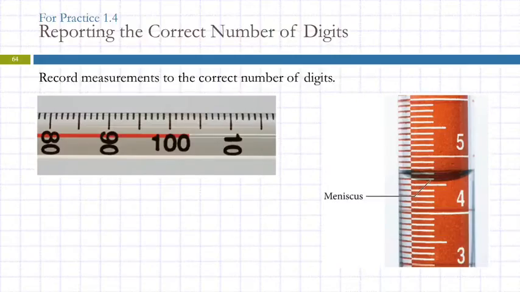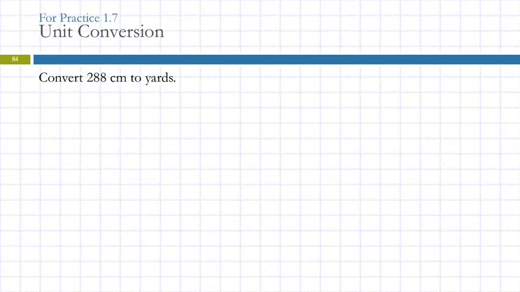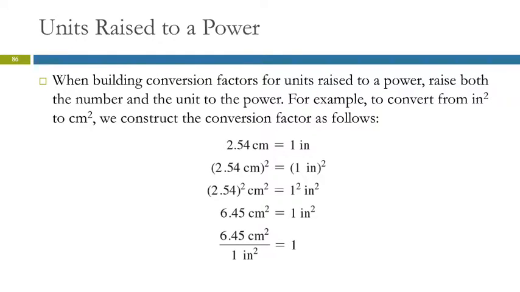Now we have to do this. Units raised to a power. Okay. This gives some students just fits. So much trouble with this. Units raised to a power. When you make a conversion factor where you have something like centimeters squared, you take the regular conversion factor and you raise it to the power. The number and the unit.